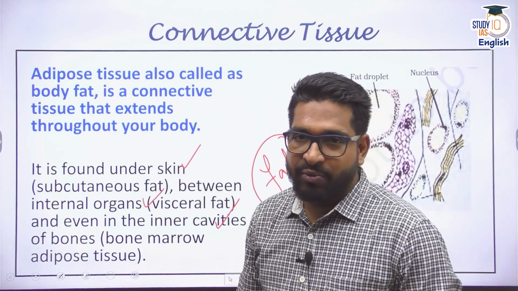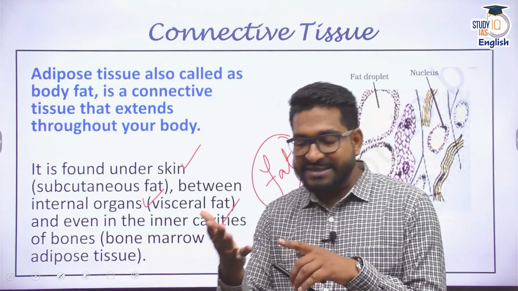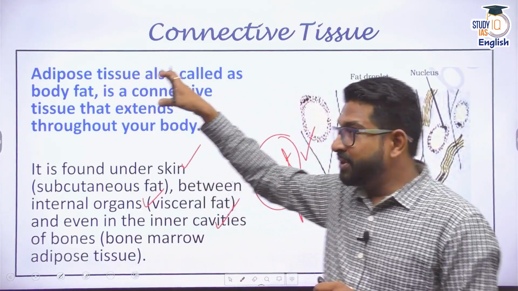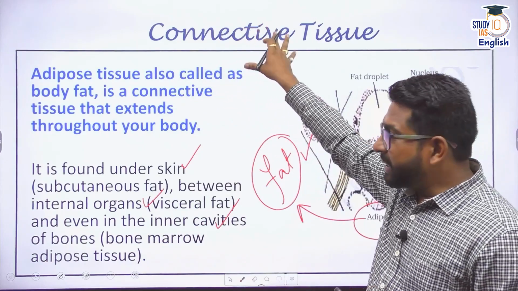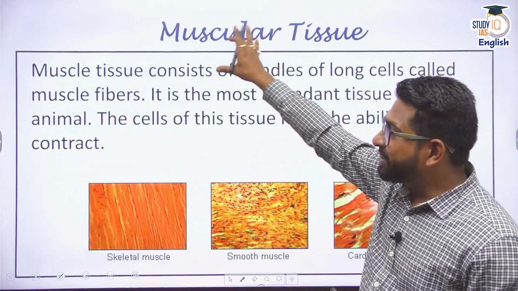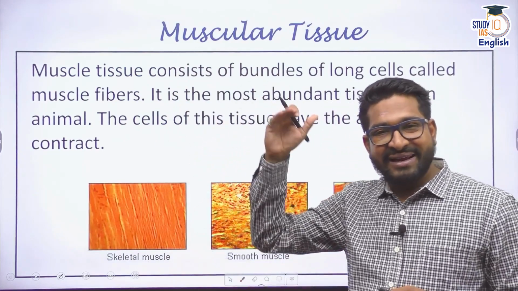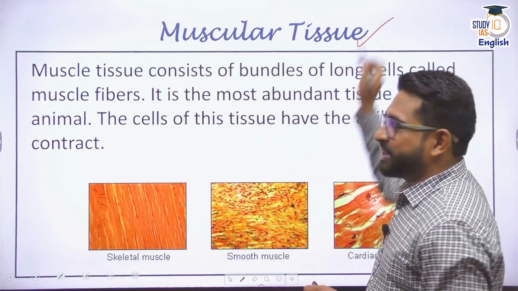So what did we understand till now? We discussed the first kind of tissue, that is epithelial tissue, then the connective tissue. So connective tissues connect bone with other muscles as well, right? So epithelial, connective, and then muscular tissues.